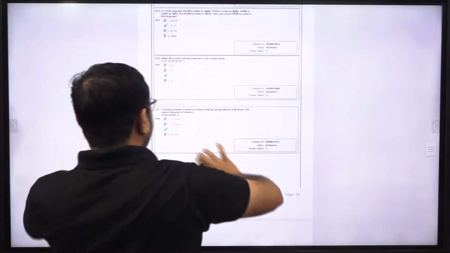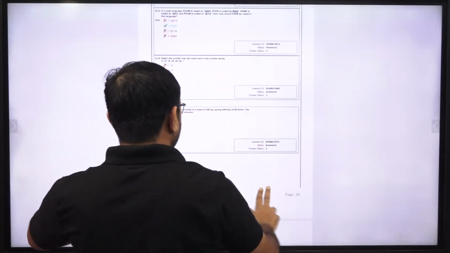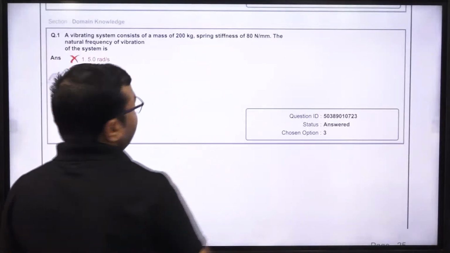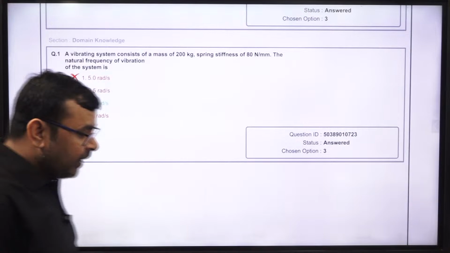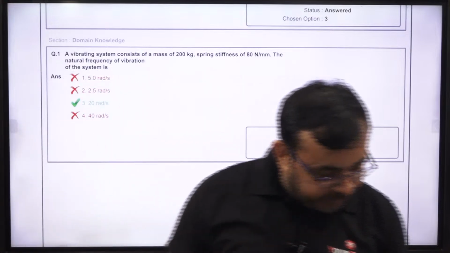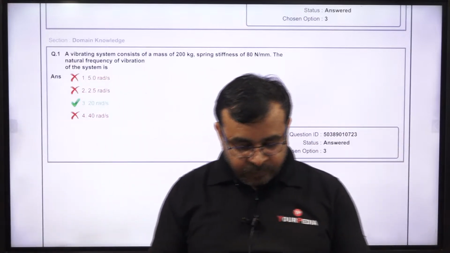Okay, so I hope it is visible to all. I hope it is visible to all, correct? So this is question number one, and along with me, you can also try to solve this question. Is it clear?